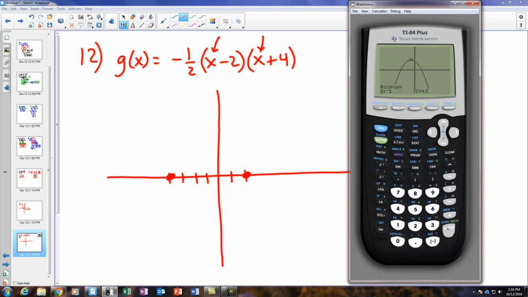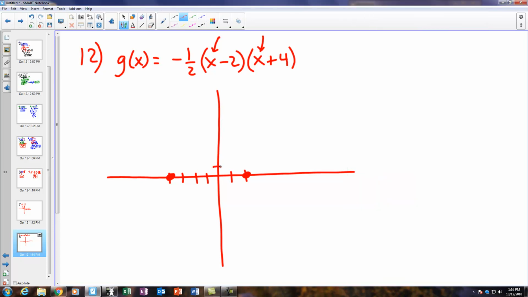Sometimes these come out as decimals that we need to round. Other times they come out pretty clean like this. -1, 4.5. So at -1, I'm going to go 1, 2, 3, 4, 5. That's 4.5, right in the middle of that. That right there is enough to produce the graph.